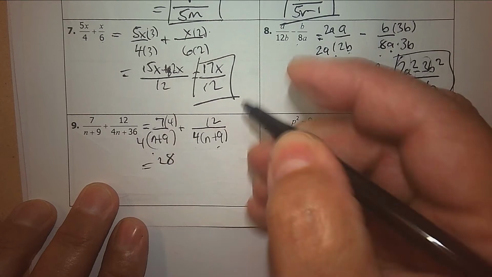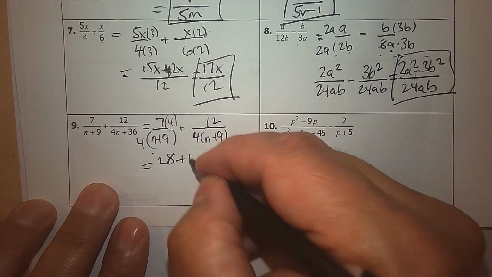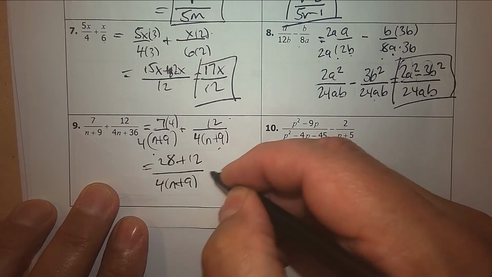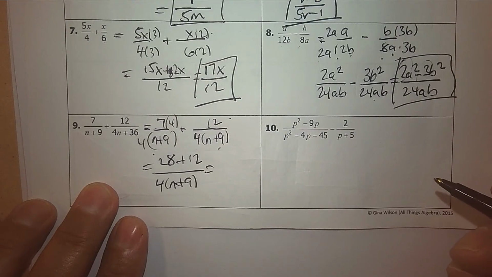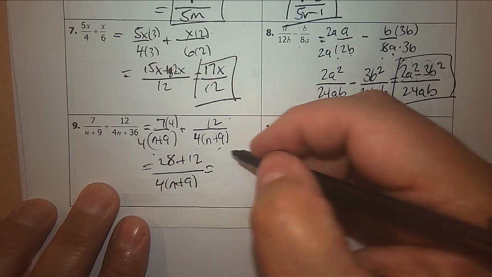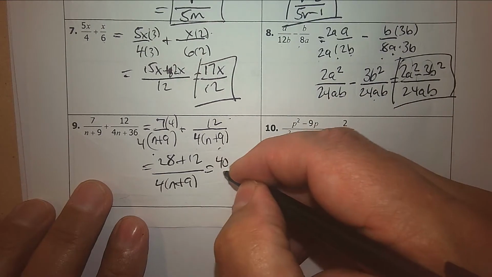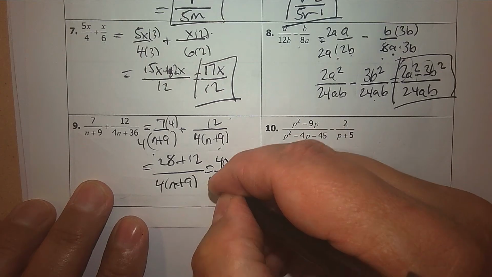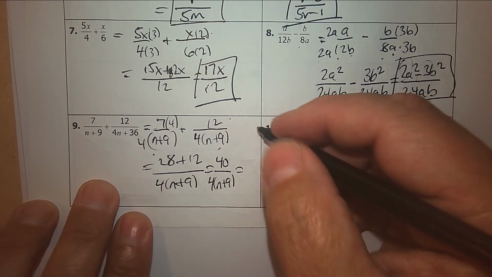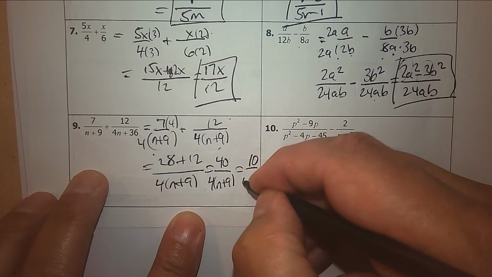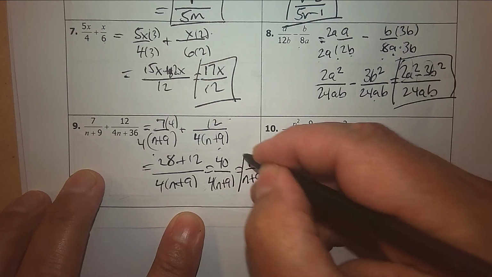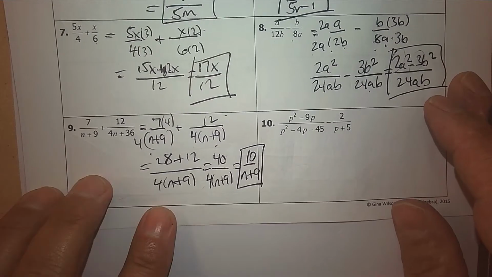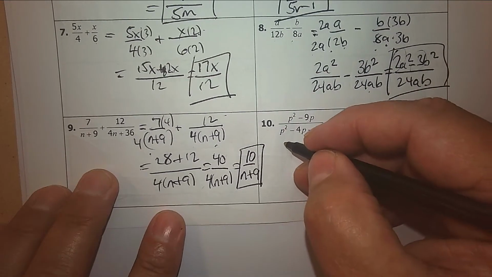So I have 28 plus 12, and then the common denominator is 4n plus 9. 28 plus 12 is 40. And then 4 goes into 40 10 times. So the end answer is 10 over n plus 9. Perfect. Number 10. Common denominators first.